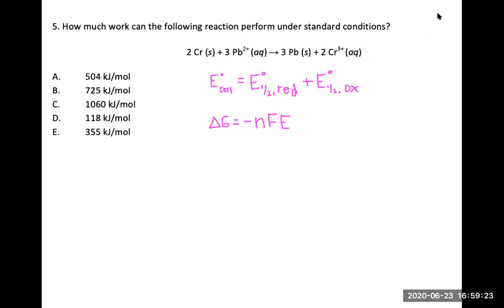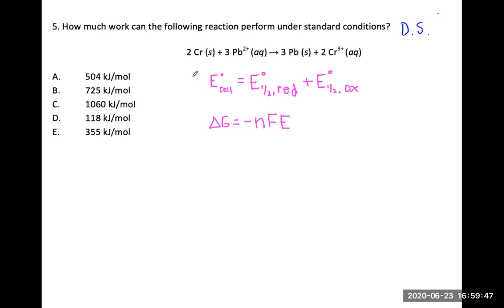Here in number 5, we're asking how much work this given reaction can do. It can be a little bit intimidating when they're asking you for a number in your answers, but they haven't provided you with any numbers. And when that happens, just remember you have the data sheet to help you out.